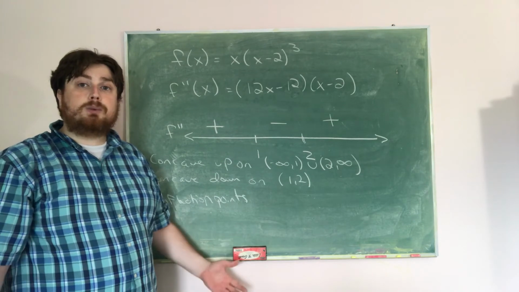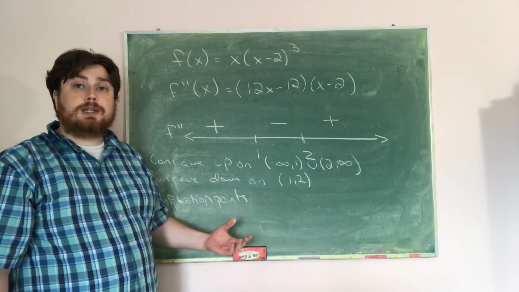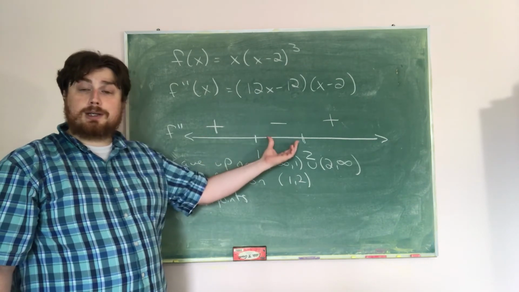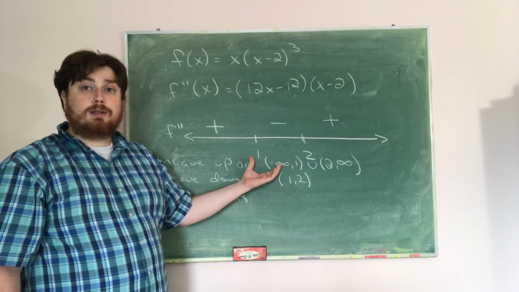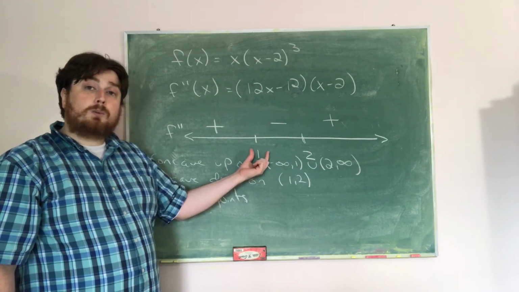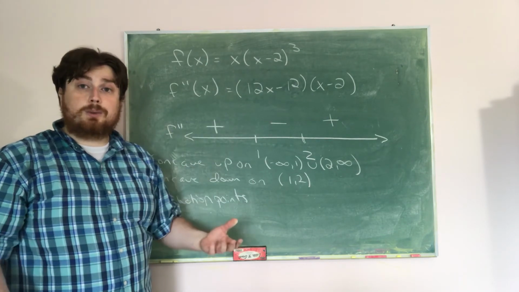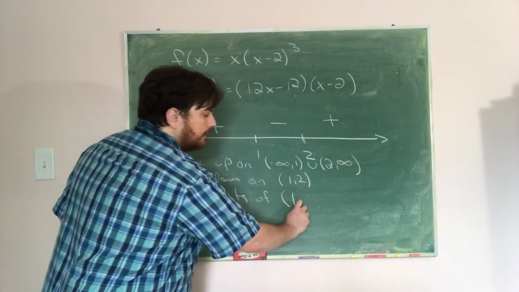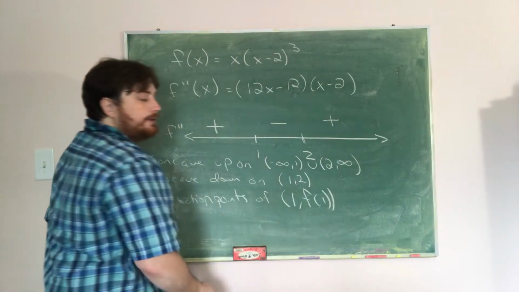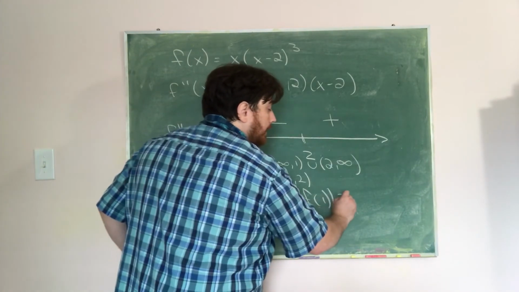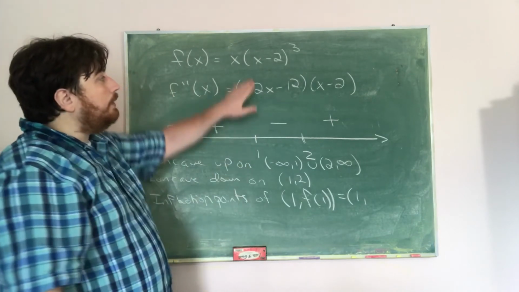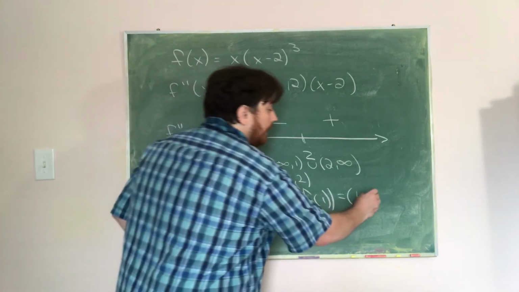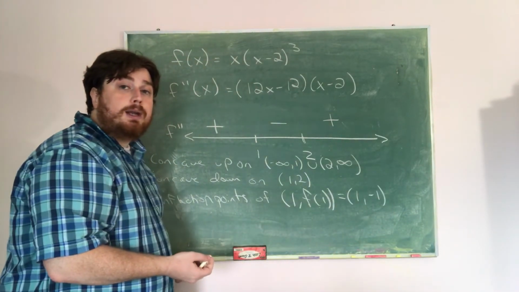Now to find the inflection points, we need to remember that the concavity actually has to change at those points. If I look at x equals 1, notice that I change from concave up to concave down, so I do have a change of concavity. Again, the second derivative is 0 here, and 1 is in the domain of the original function, so we do have an inflection point at 1. Because it's a point, we need a y value, so it's going to be f of 1. If I plug 1 in, I get 1 times 1 minus 2, which is negative 1, cubed is negative 1. So we have an inflection point at 1, negative 1.